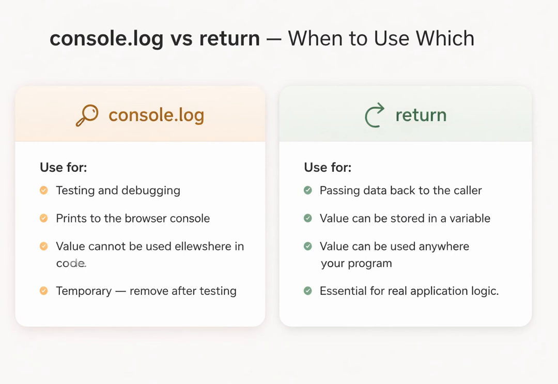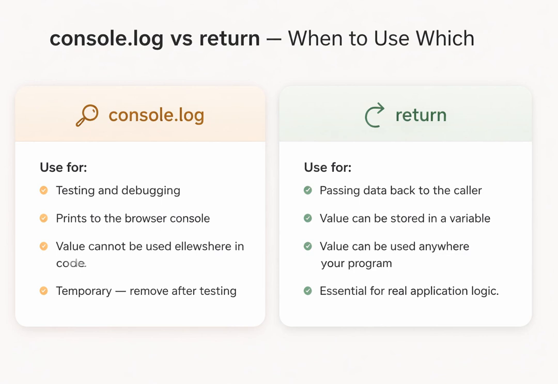Let's make sure the distinction between console.log and return is crystal clear, because this trips up a lot of beginners. Console.log is purely for printing. It's a debugging tool. You use it to see what's happening in your code during development, and then you typically remove it later. The value it prints cannot be captured or used anywhere else. Return, on the other hand, is how a function communicates its result back to the rest of your program. When a function returns a value, you can store it, pass it to another function, display it to a user, anything.